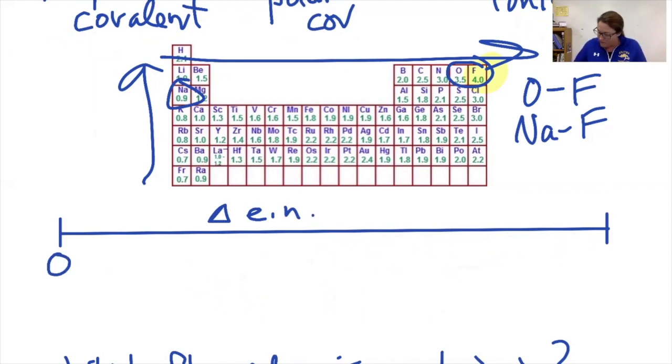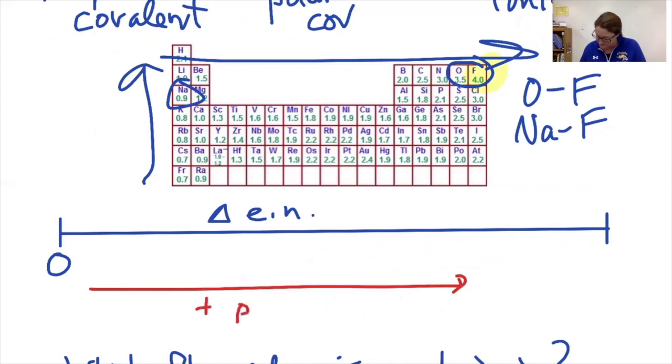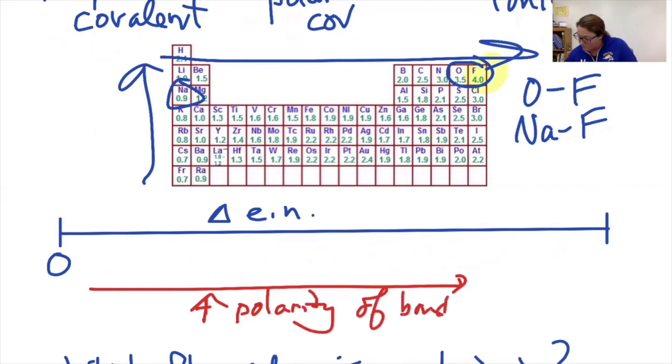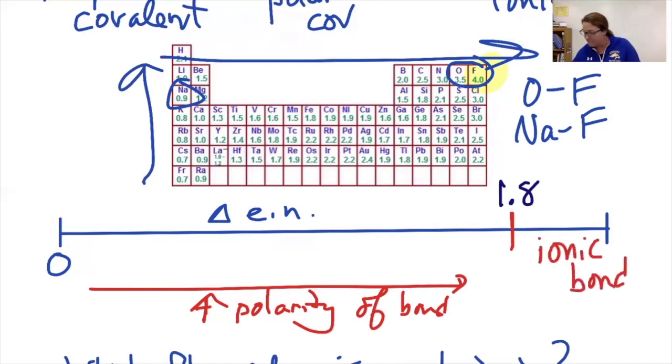as we go up from zero, a bigger difference means an increase in polarity of the bond. Then we draw a line here at a value of 1.8. And we say if the difference in electronegativity between these two is greater than 1.8, we're going to call it an ionic bond. The bigger the difference in electronegativity, the more ionic the bond is.